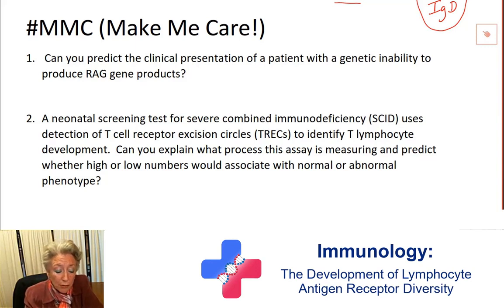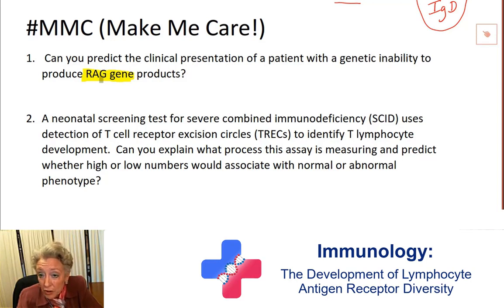So think about for a moment, if you had a scenario where a patient did not have the ability to create RAG gene products, can you imagine what that would do to the immune response? I'm going to suggest now that you pause the video and think about this and see if you can't explain to me what would happen if I had that inability in a child.